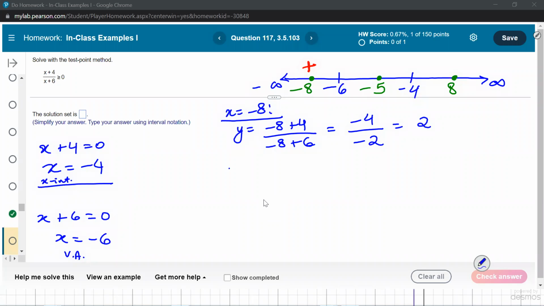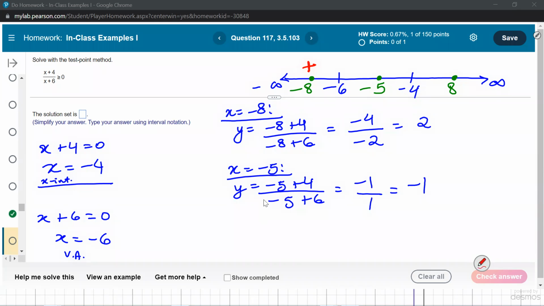Okay, next one was x equals -5. So let's see, that would be -5 plus 4 over -5 plus 6. And what does that give us, guys? Just negative one. -1. So let's see, -1 from here, +1 from here, so you have -1, which means y values are negative in the center.